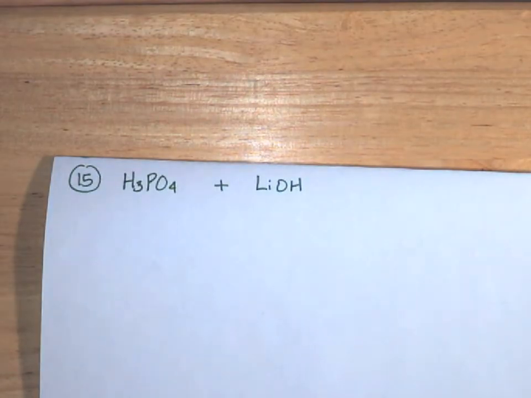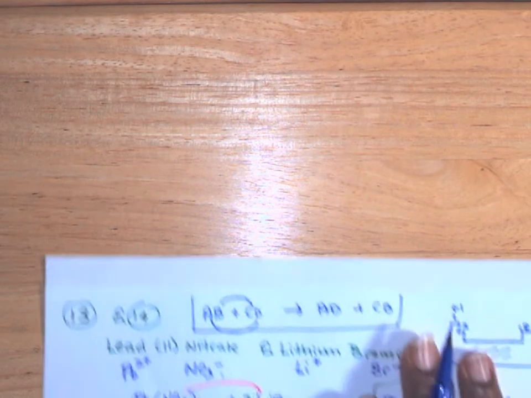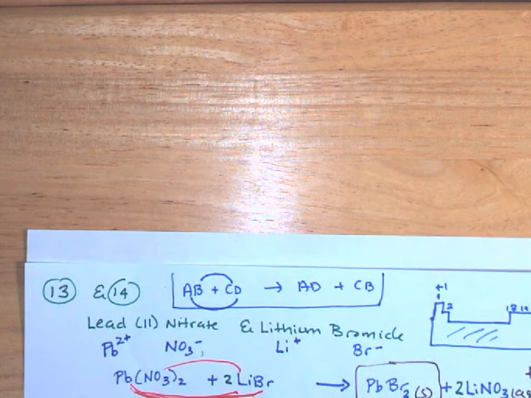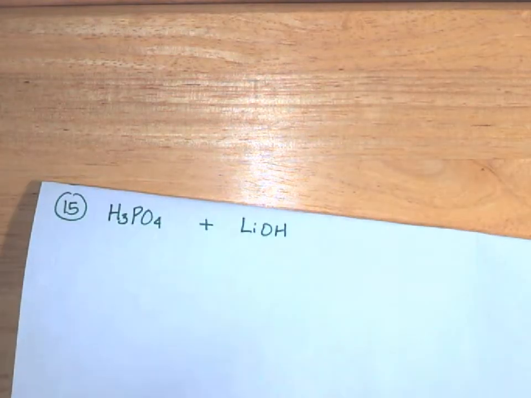And what happens when they get together? Well, when they get together, they do a double displacement reaction. And just to remind you, a double displacement reaction is where they switch partners. And for acids and bases, the formula is pretty much the same. An acid plus a base yields a salt and a water.